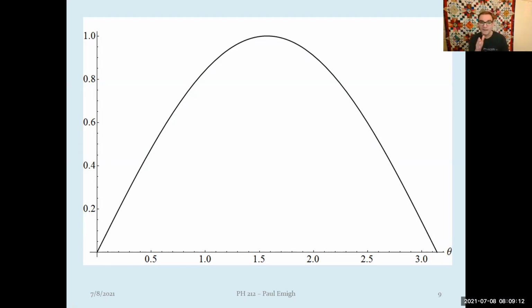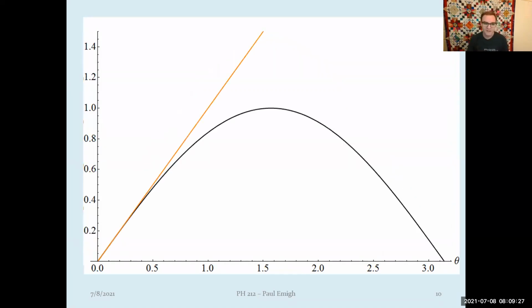Now I only have to worry about this function in between 0 and pi over 2 because that's all I can really do with a pendulum. If I try to go higher, the string doesn't do what I want it to do. But even so, this function is definitely not equal to the theta function. It's not quite a straight line, which I've graphed here.